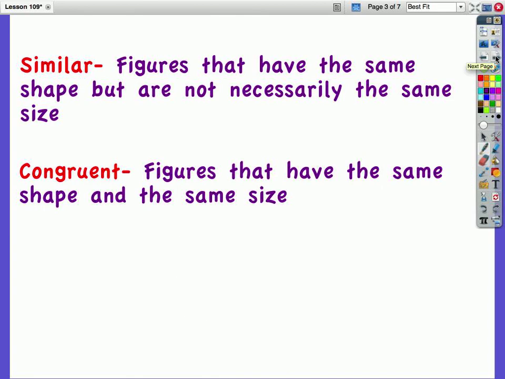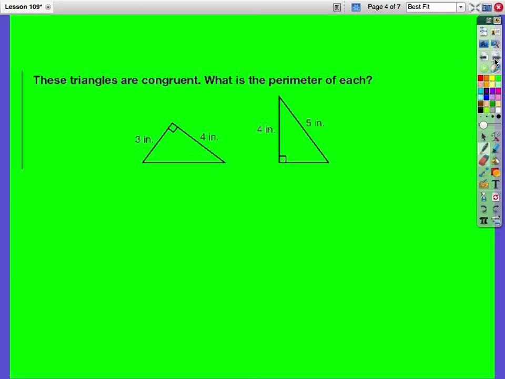So if shapes are similar, that means they're figures that have the same shape, but are not necessarily the same size. If they're congruent, they're going to have the same shape and the same size. So these two triangles are congruent.